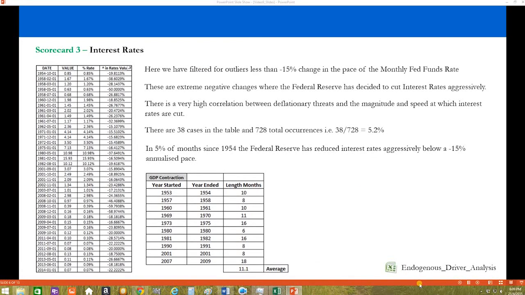And the way in which we really start to dig a little deeper and try to understand this data better, what we do is we start to filter for the extreme changes.